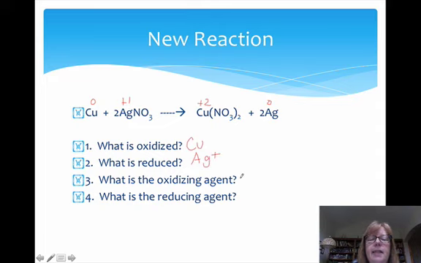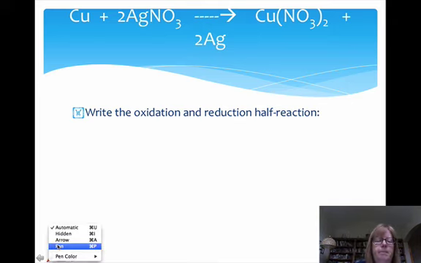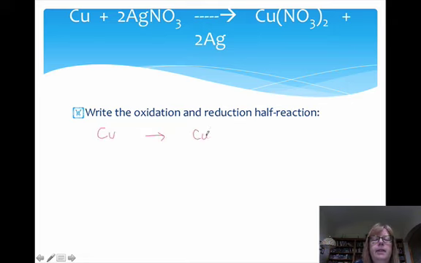What is the oxidizing agent? Whatever is reduced is the oxidizing agent. And what is the reducing agent? Whatever was oxidized. Okay, let's go on. Let's write the half reactions. Let's start with that copper. Copper goes to copper 2+. Where do we put the electrons? The electrons were lost, and we need to balance the charge on this side. This side is +2, the other side has no charge. It looks like we need 2 negatives here. Okay, that is our oxidation half reaction.